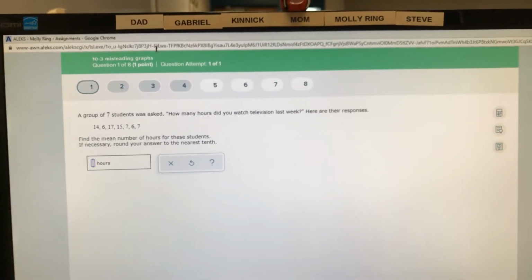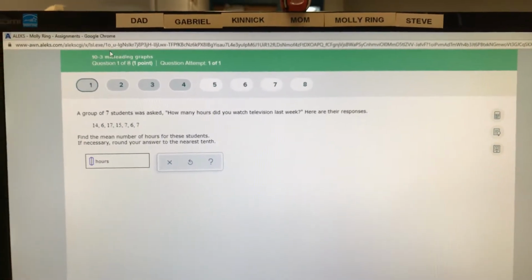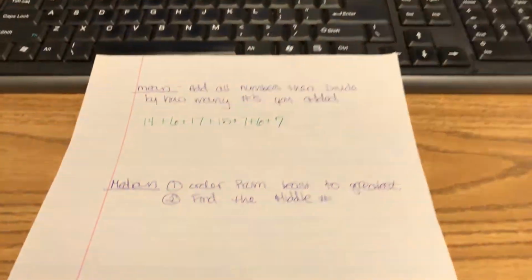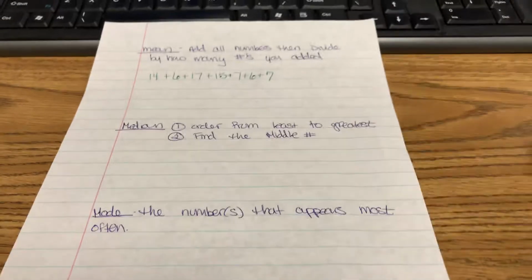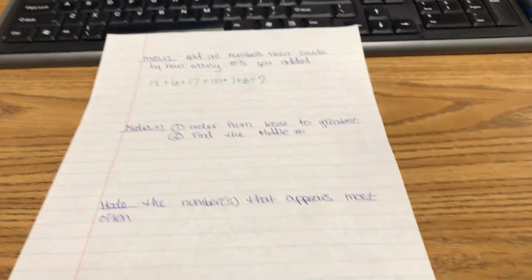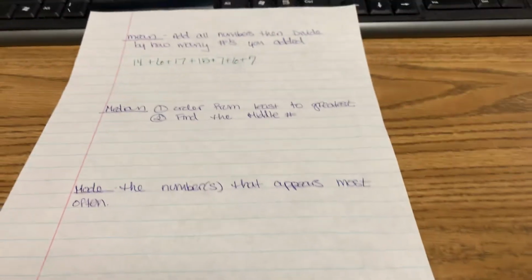Hi class, today we're talking about 10-3 misleading graphs. Now really what we're going to do today is mean, median, and mode. And those are things that you probably touched a little bit on last year, and if you've totally forgotten, that's fine. That's one of the things we talk about again in 7th grade.